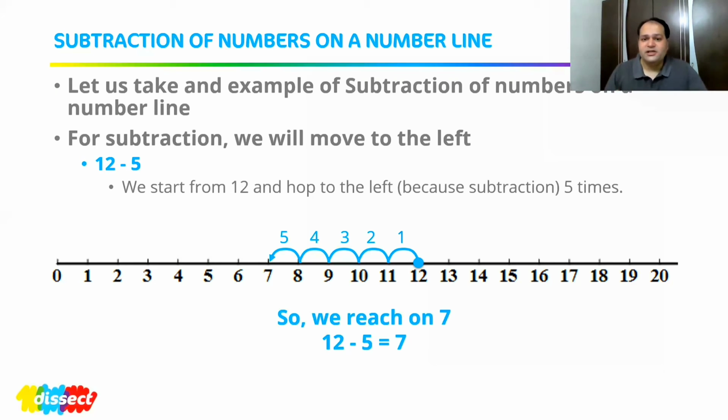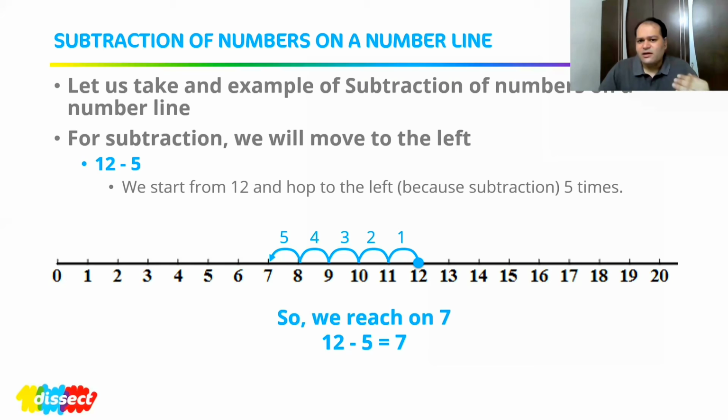But now in which direction? It is a negative sign. So we have to jump to the left. So when you jump 5 times to the left, you land upon 7. And so the answer to your question, 12 minus 5, is 7.